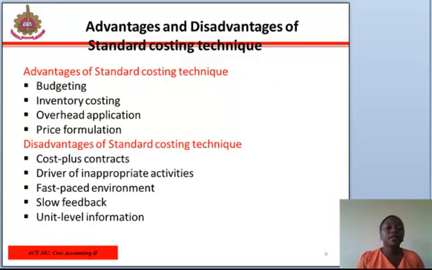Advantages and disadvantages of standard costing technique. The following are some of the advantages of standard costing technique. We have 1. Budgeting, inventory costing, overhead application, and price formulation. Budgeting. A budget is always composed of standard cost, since it will be impossible to include the actual cost of an item on the day the budget is being finalized. Also, since a key application of the budget is to compare it to actual results in subsequent periods, the standards used within it will continue to appear in the financial reports through the budget period.